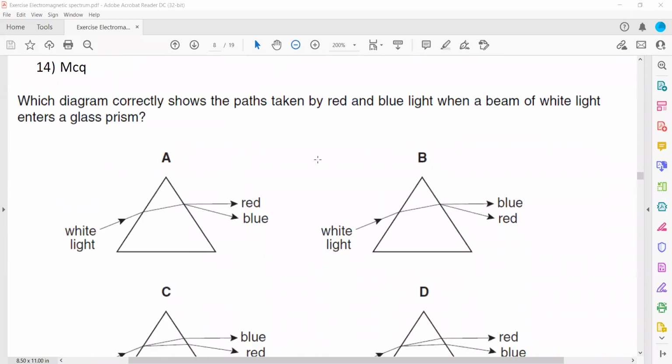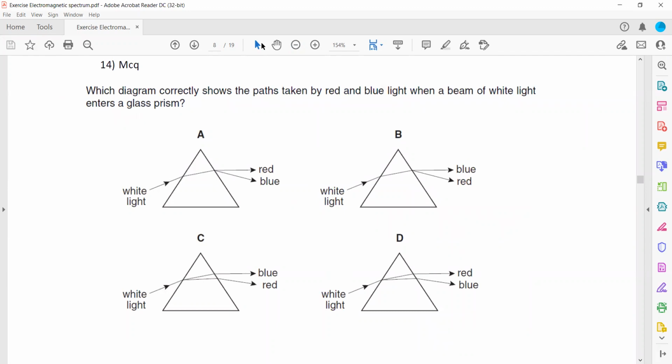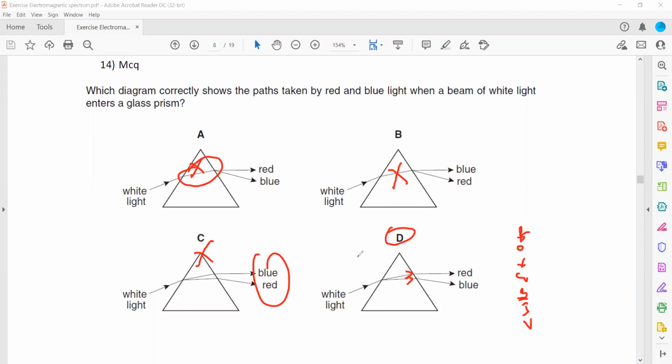Then the diagram question: which diagram correctly shows the path taken? First, why is A wrong? Because when they enter, they should spread. B is also wrong. So the answer is either C or D. But when we check the colors, violet, indigo, blue, green, yellow, orange, and red, violet and blue will bend more and red will bend the least. So here the order is wrong. Blue will bend more and red will bend the least. That's why D is the right answer.